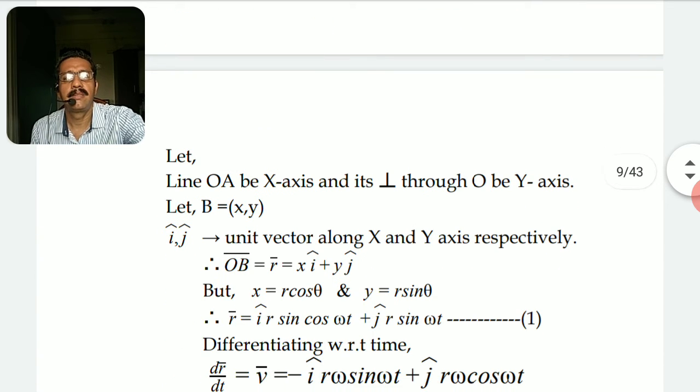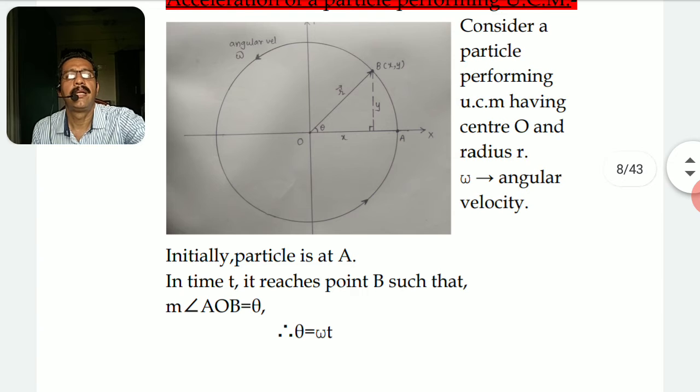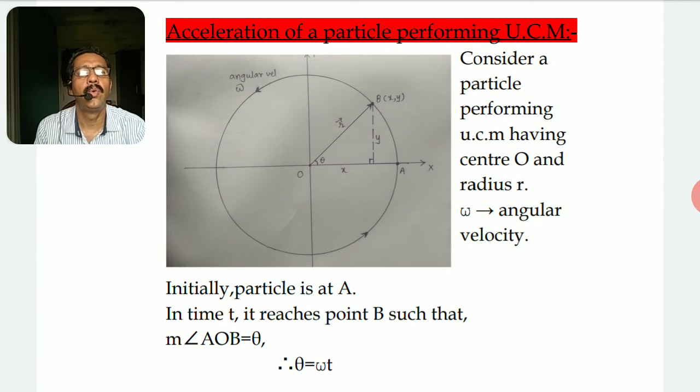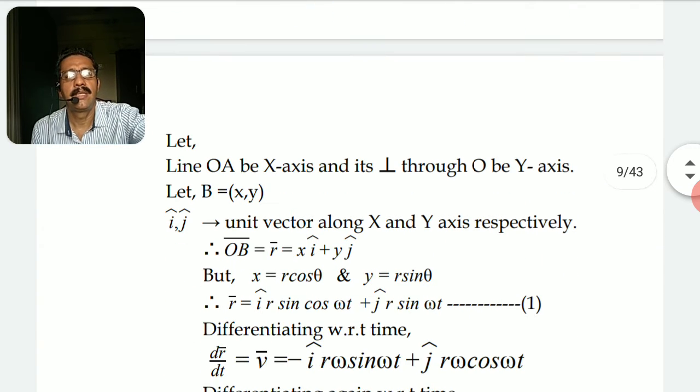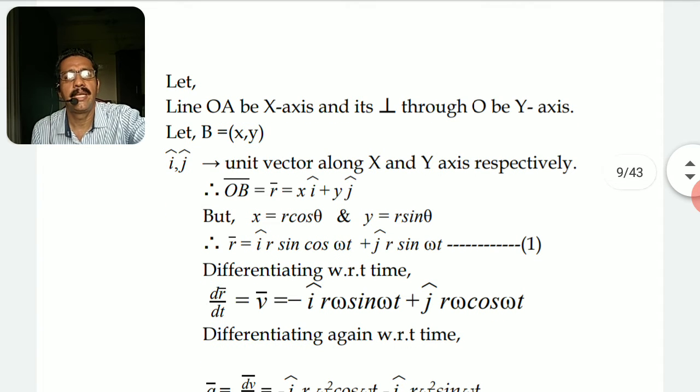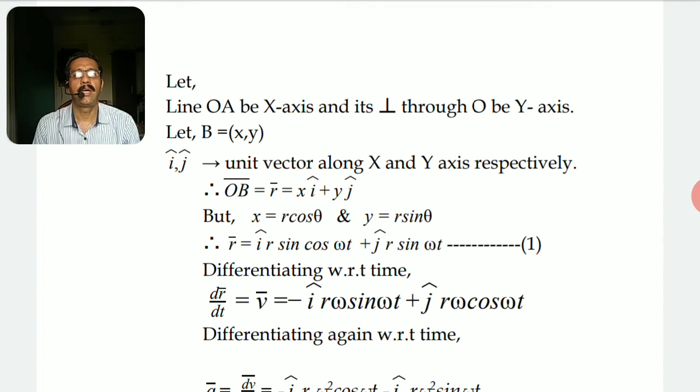Now if I have a look at that diagram once again and drop a perpendicular, you see that vector OB is equal to vector r, the instantaneous radius vector position. By using the triangle law of vector addition, it can be considered equal to xi plus yj, where x and y are the coordinates of point B. So vector r is equal to xi plus yj, where x is equal to r cos theta and y is equal to r sin theta.